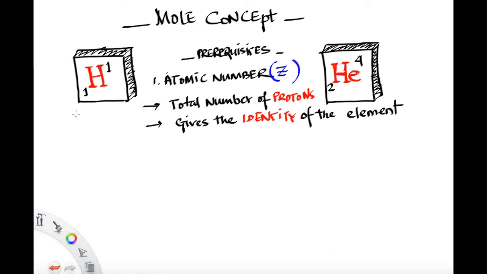It is represented by the letter Z, and if you look at the symbols of elements in periodic tables and all, there are two numbers. The one at the bottom is your atomic number.